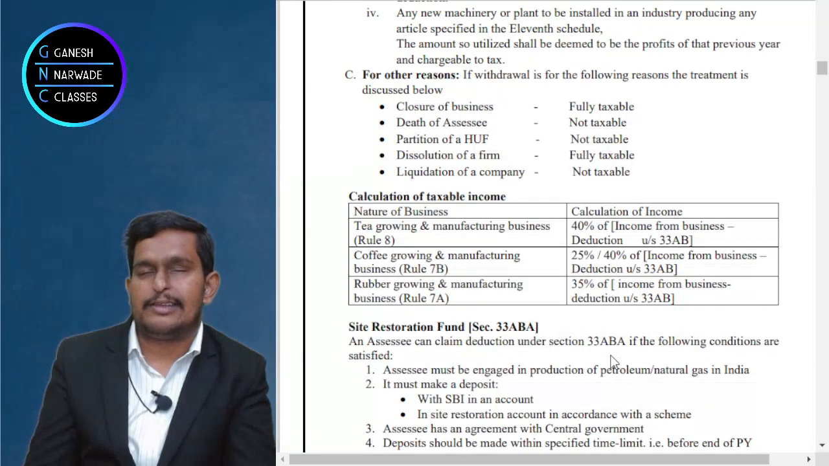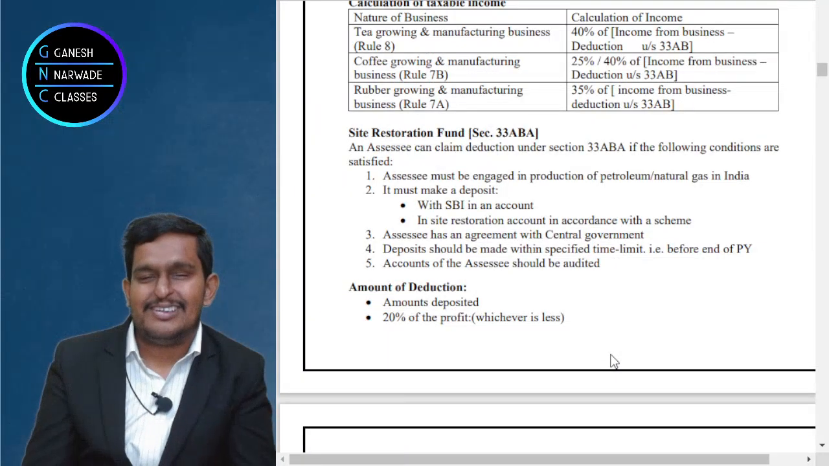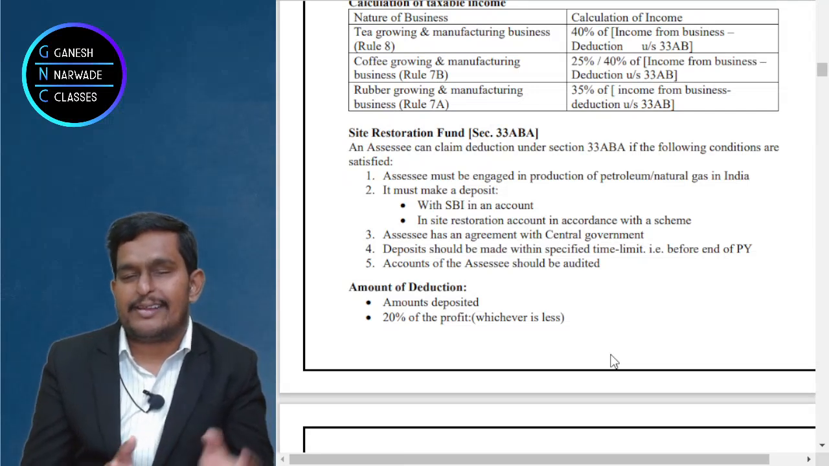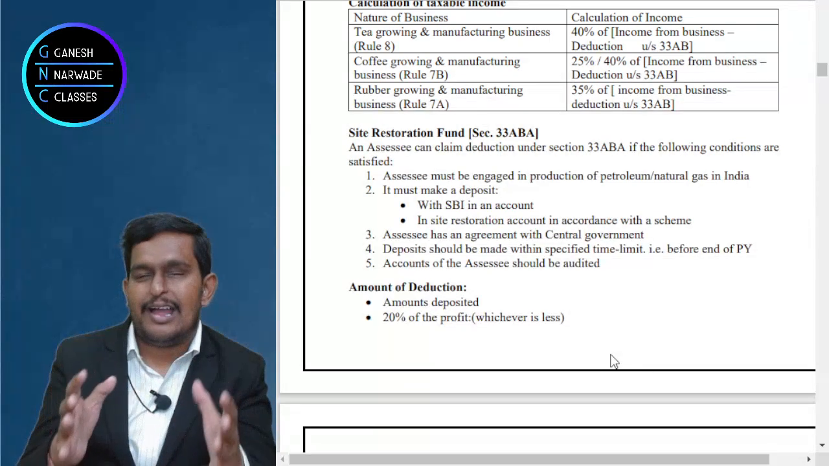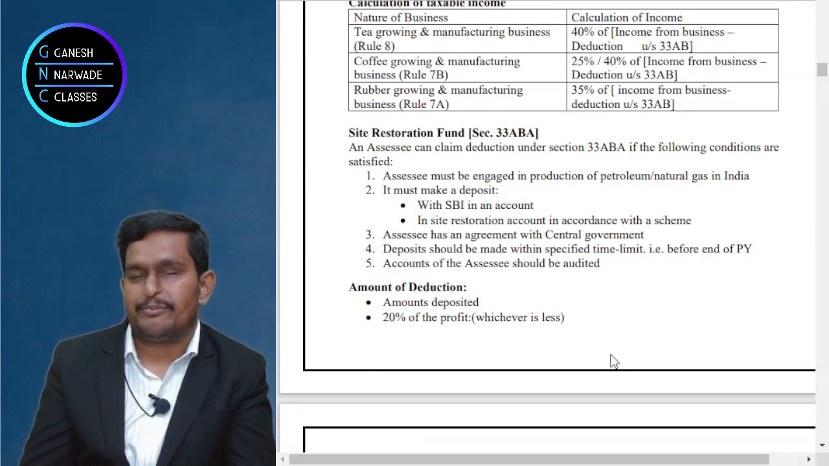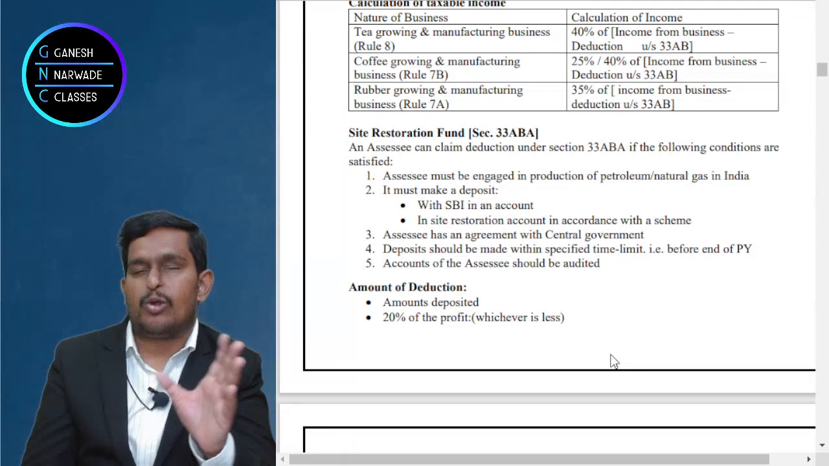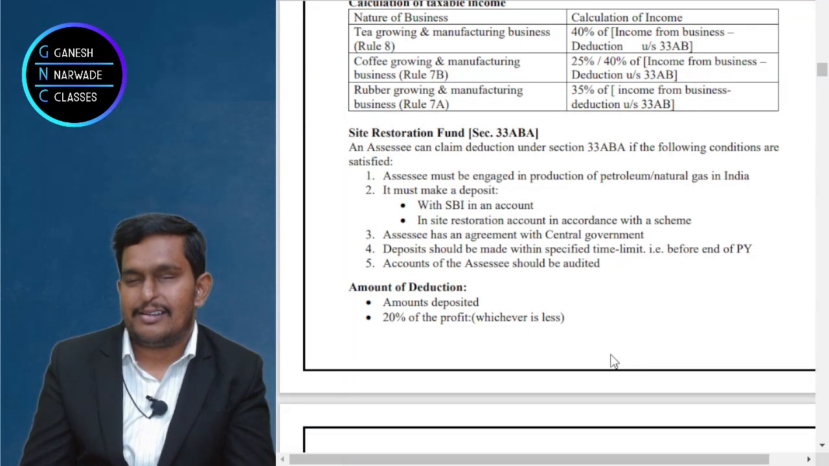Now come to 33ABA, Site Restoration Fund. Reliance Petroleum, Bharat Petroleum, Indian Oil Petroleum. Have you heard of such names? What are these into? Extracting petroleum from the ground and then finally supplying it, selling it. Now these companies have to be registered with the Ministry of Petroleum and Natural Gas.